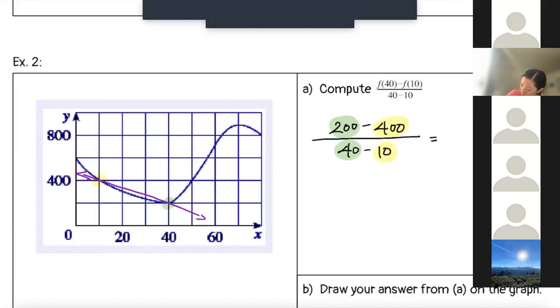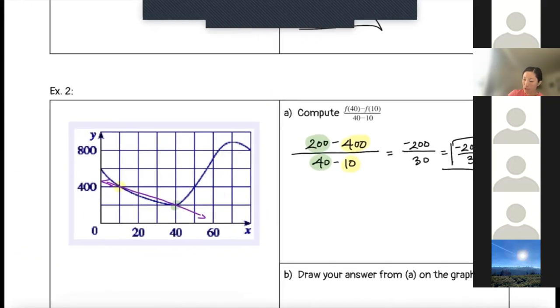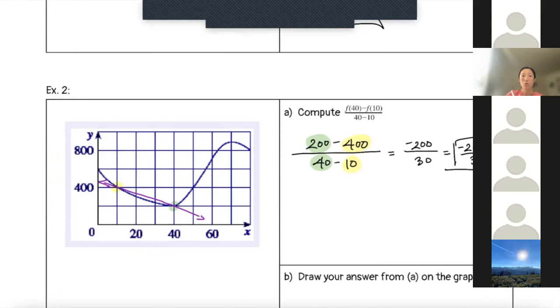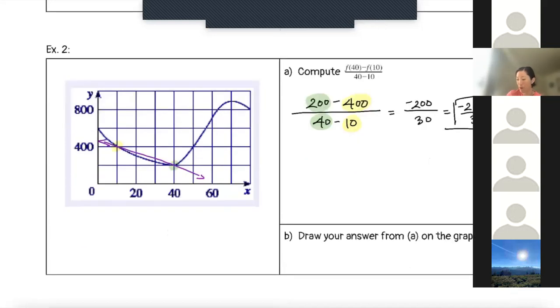And with our computations, we'll end up with negative 200 over 30. And if we simplify that a little bit, we'll end up with negative 20 over 3. Okay. And that is good because a negative answer corresponds to our picture, right? Those two make sense. If I had drawn a positive line, I should end up with a positive slope, right? All right, part B says draw your answer from part A on the graph. We've already done that. We're good to go.